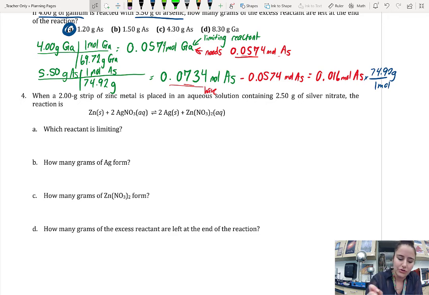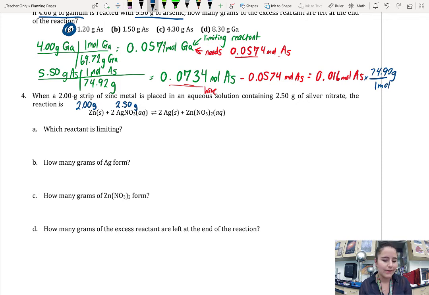When a 2.00 gram strip of zinc metal is placed in an aqueous solution with 2.50 grams of silver nitrate, they give us the reaction. We're going to ask what is limiting, how many grams will form, how many grams of the other one will form, and how many grams of excess are left at the end.